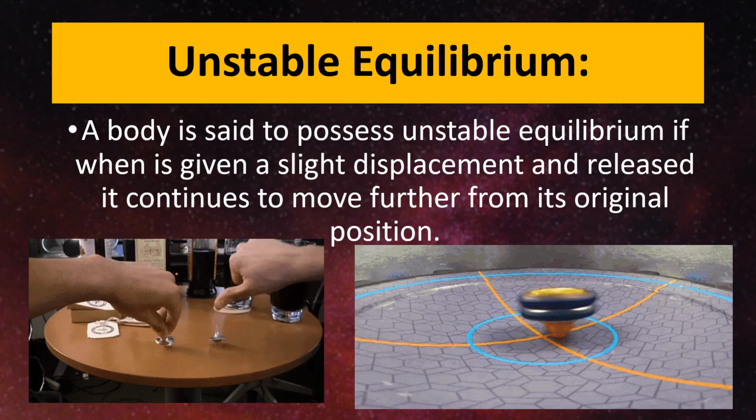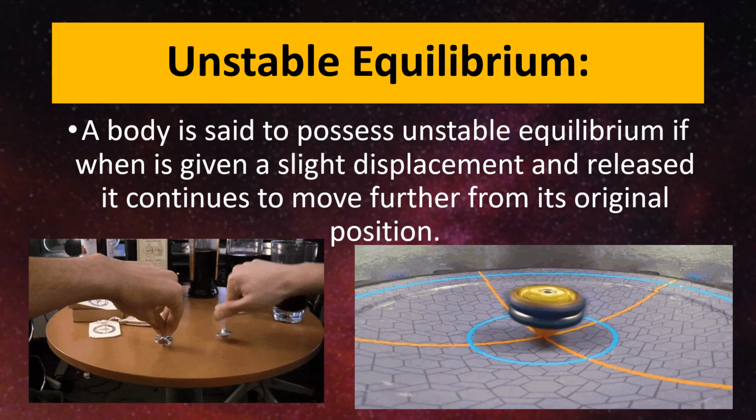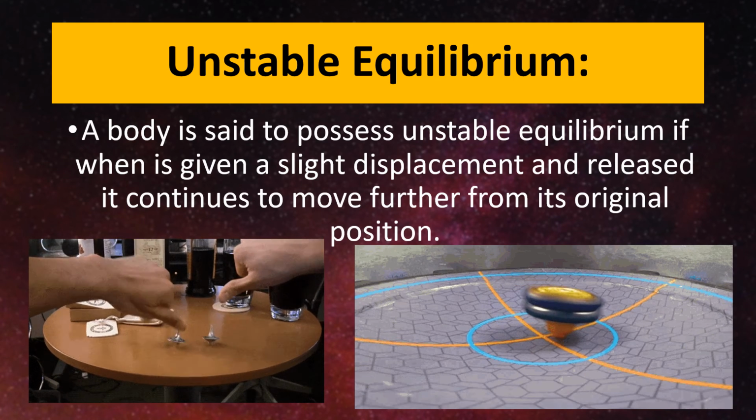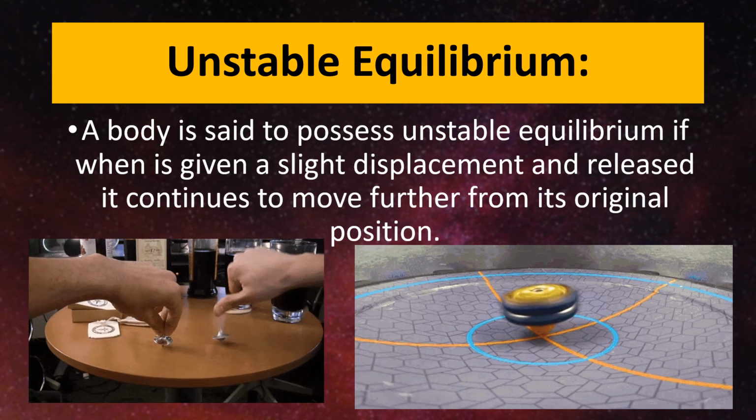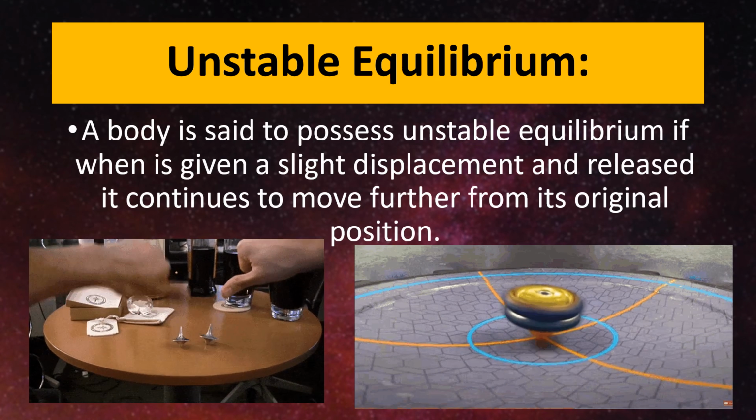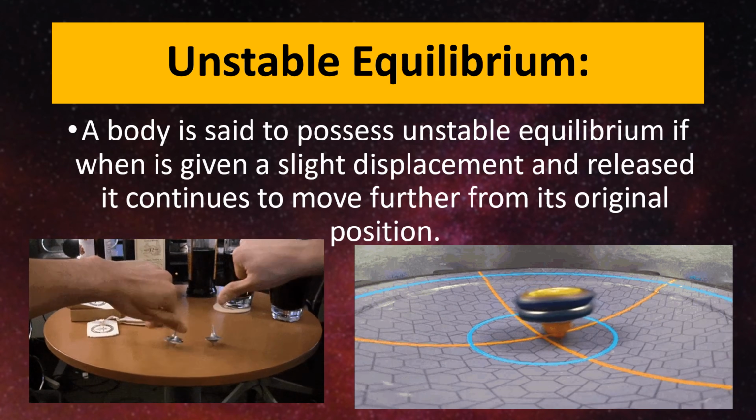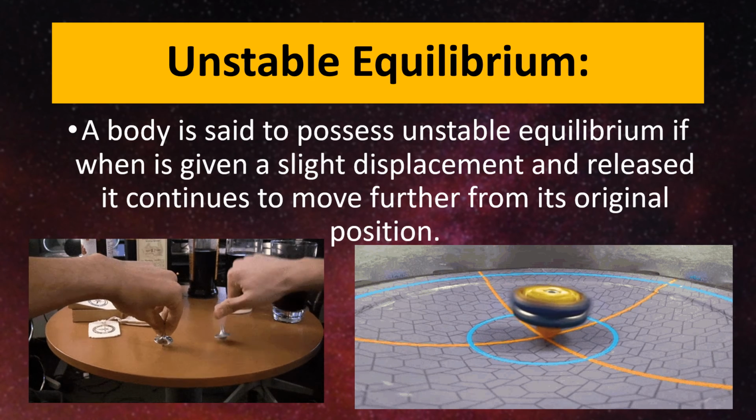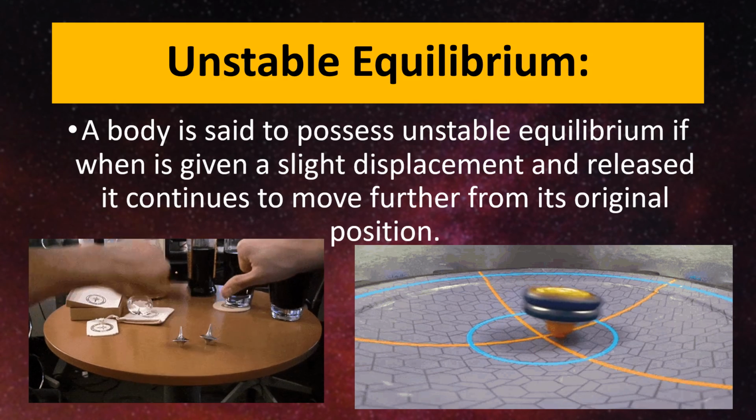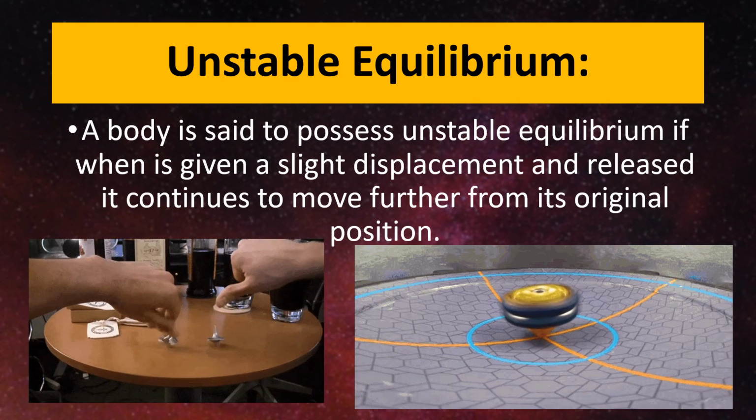Now, let's look at unstable equilibrium. A body is said to possess unstable equilibrium if, when it is given a slight displacement and released, it continues to move further from its original position. One good example is spinning tops. Another is Beyblades or pushing any object on a frictionless surface.